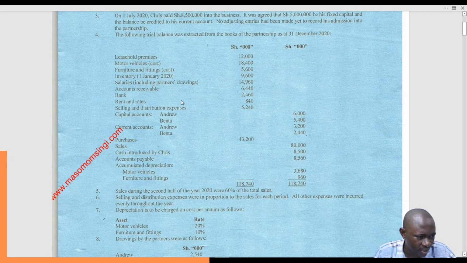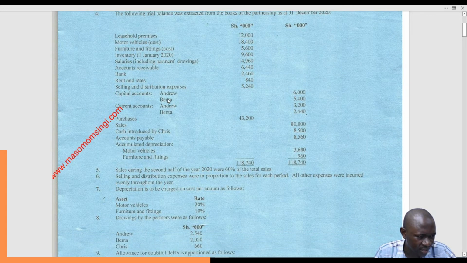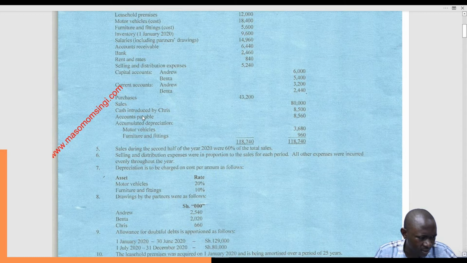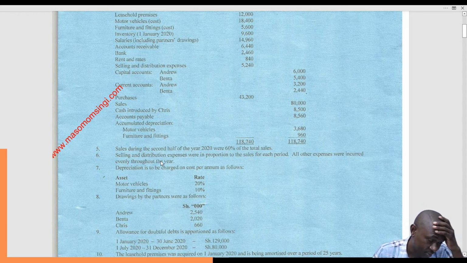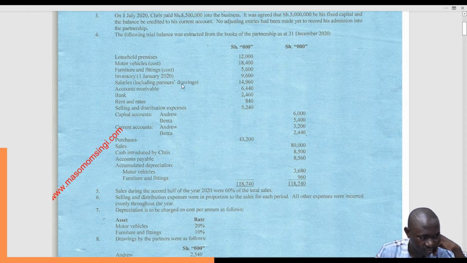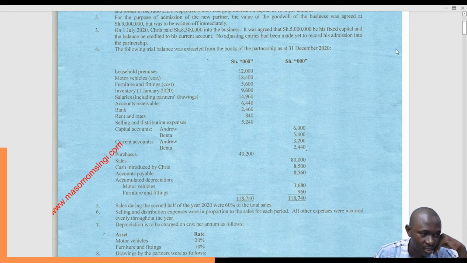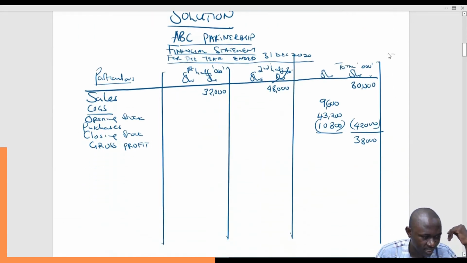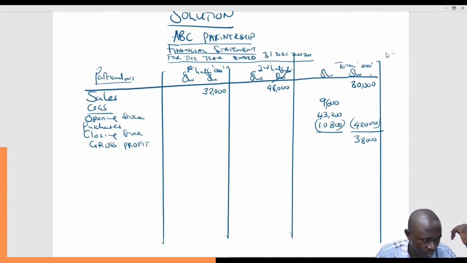Then bank, this is an asset. Rent and rates is an expense. Selling and distribution, that's an expense. What else? Now we don't have so many expenses. Then depreciation. We've been told that all other expenses are evenly distributed. So let's go straight to the expenses, and we'll start with the salaries. Unfortunately, salaries has some drawings. We'll come here, expenses.